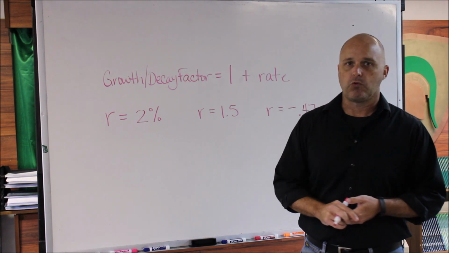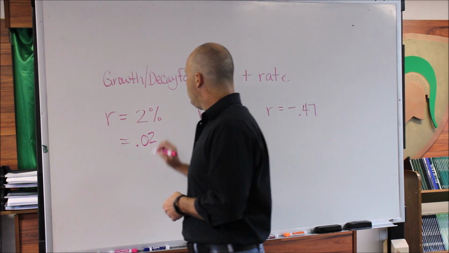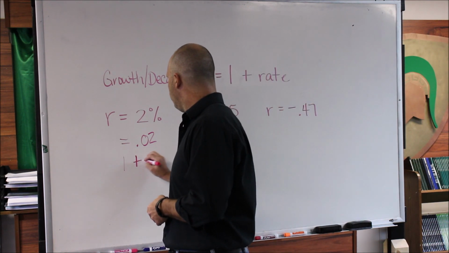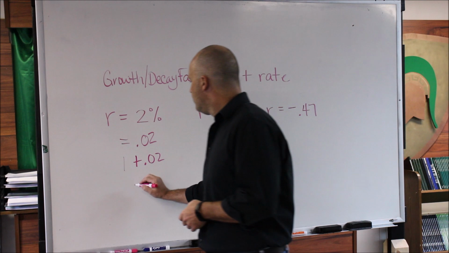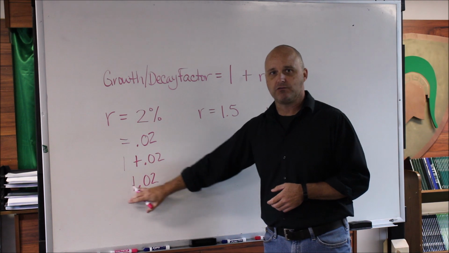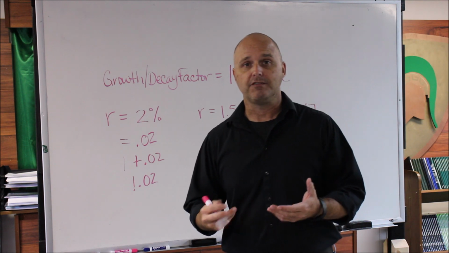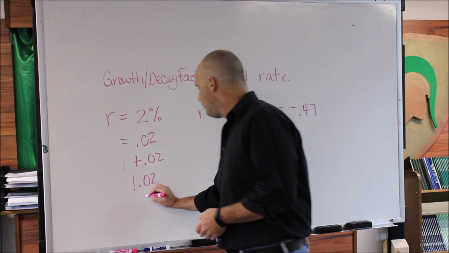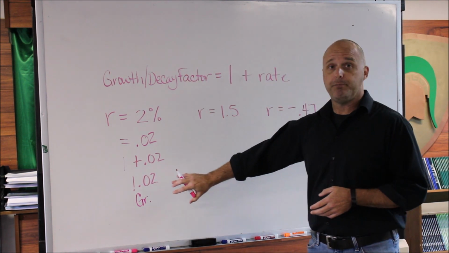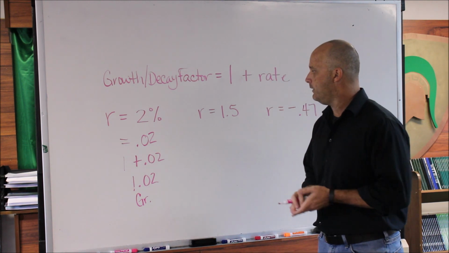So if we're given a rate of 2%, that is equal to 0.02. So then what we're going to do is take the rate plus 1, and that's going to give us our growth or decay factor. So it's going to be 1.02. Now remember that since this is greater than 1, that means that you have a growth factor. So this is going to be growth here, simply because this is greater than 1. This becomes your b value when you're putting it into the general or vertex form of the equation.